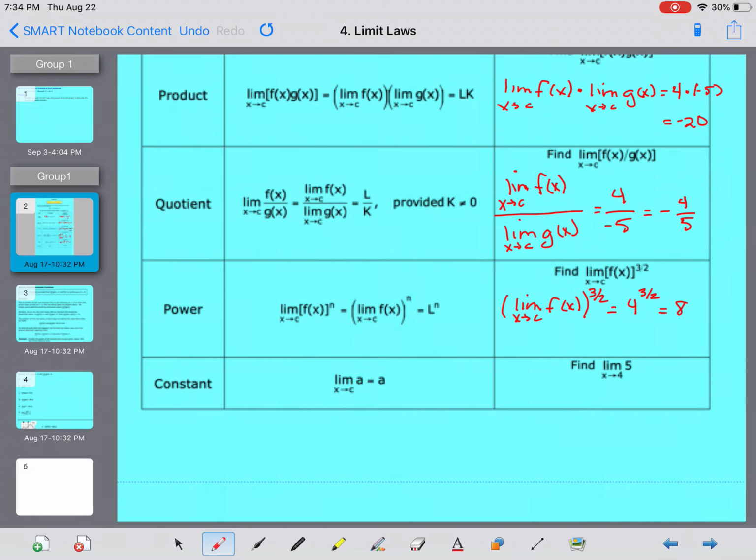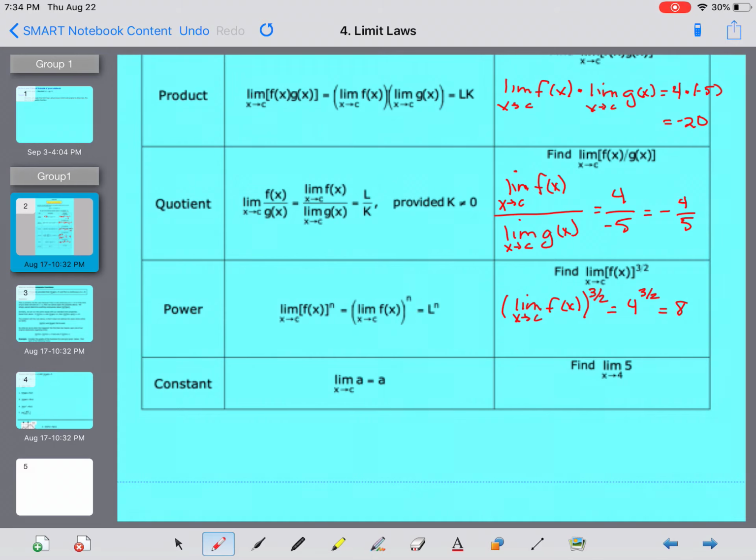We can also do it reverse. We can do the square root first. So square root of 4 is 2. And then, of course, 2 to the third power is 8. Both a root and a power are exponents, so we can do them in any order.